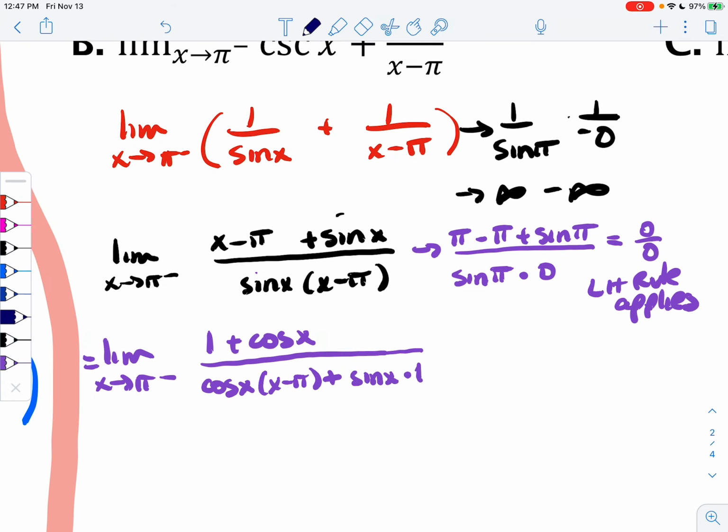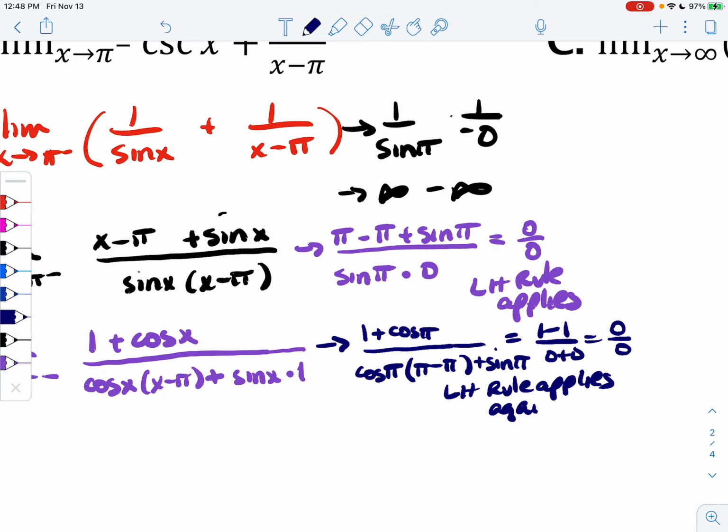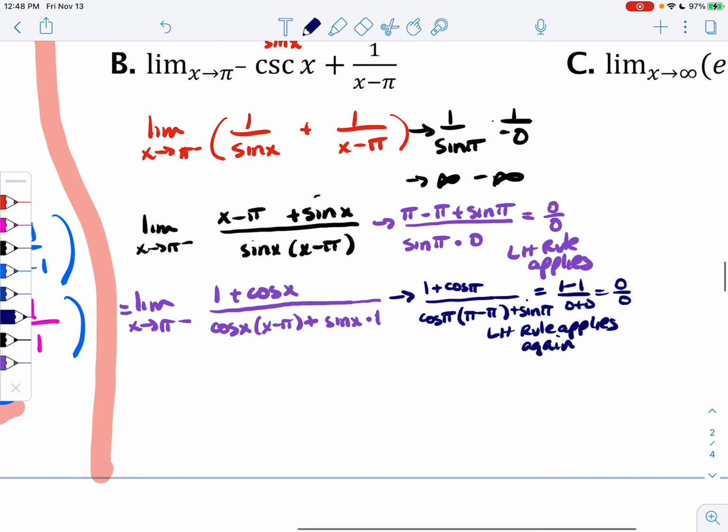And I'm going to try to take my limit again. So when I do that, I end up with 1 plus the cosine of pi over the cosine of pi times pi minus pi, which is 0, and then plus sine pi. And I end up with 1 minus 1 over 0 plus 0, and I still have L'Hopital's rule applies. Again, so we employ L'Hopital's rule again.